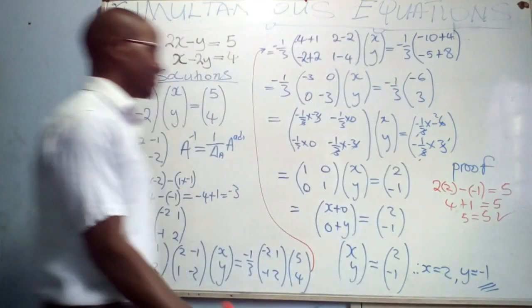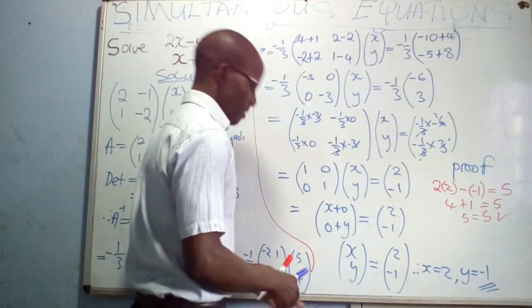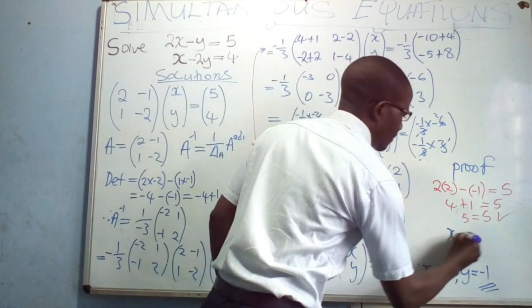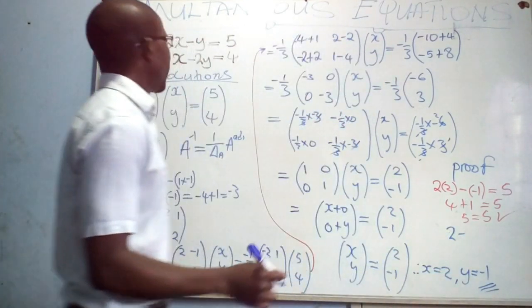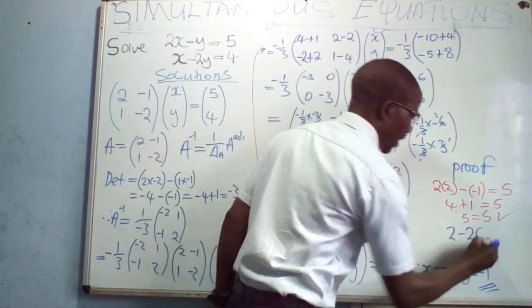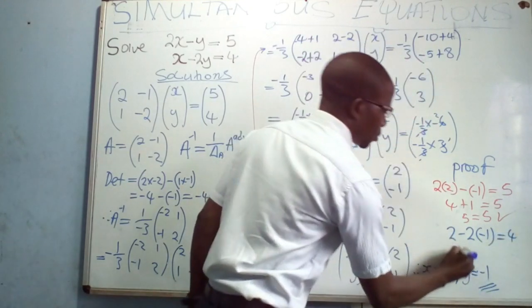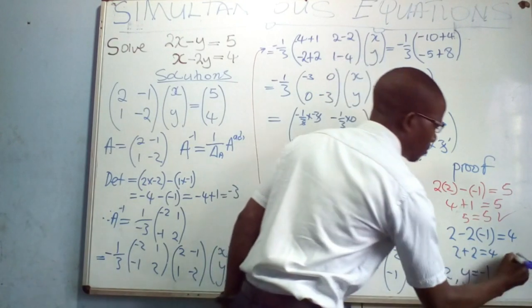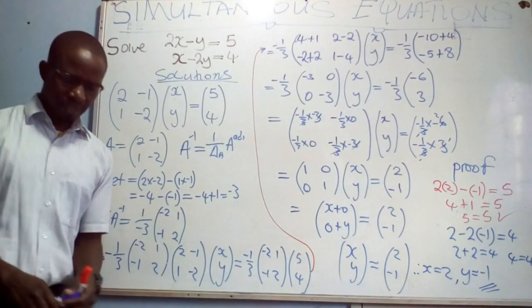Hence proved. If you want, you can also use this one. You say x is equal to x minus 2y. Our x is known, so we write 2. 2 minus 2y, 2 minus 2 times negative 1 is equal to 4. 2, negative, negative, positive 2 equals 4. 2 plus 2, 4 equals 4. Hence proved. This is how we solve simultaneous equations using the matrix method. This marks the end of our lesson.